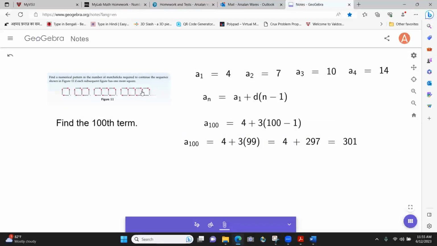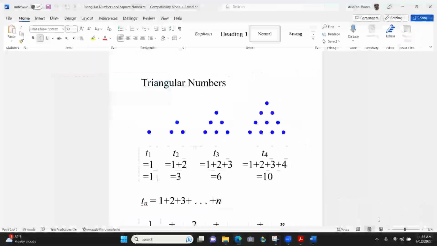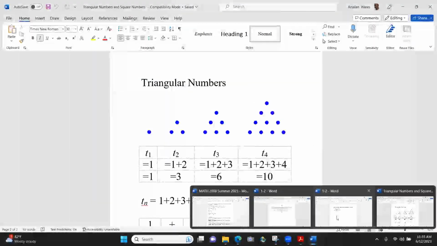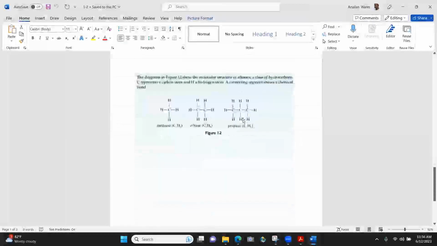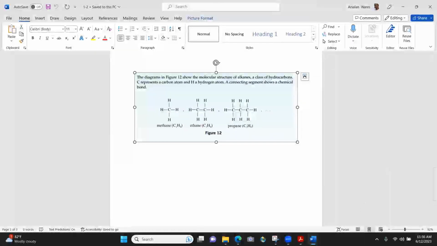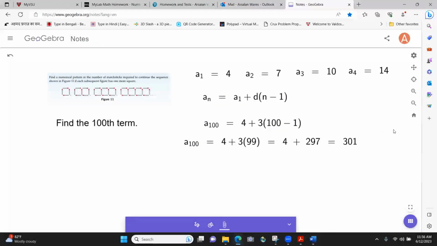So here's an example from your book. This should help you with the problems I have assigned. And I will do one more problem from your book. Okay? It's also an example. Now, don't panic. Looks like a difficult problem, but it's not.